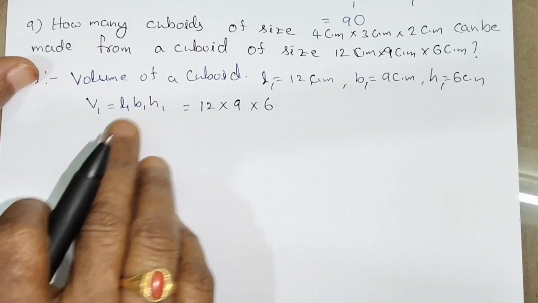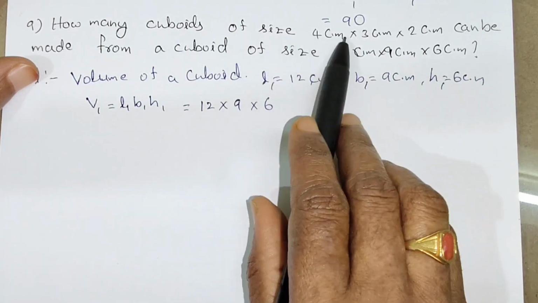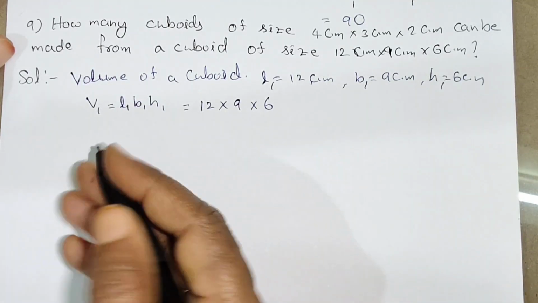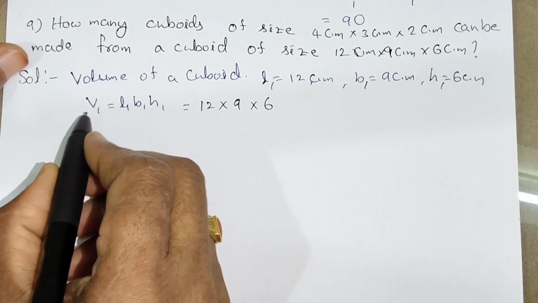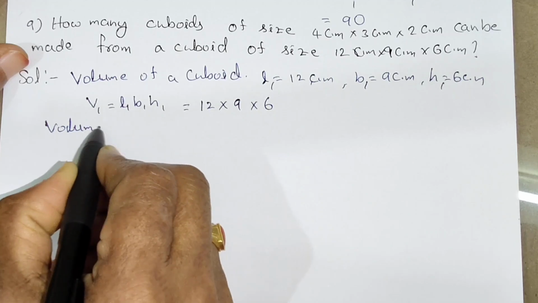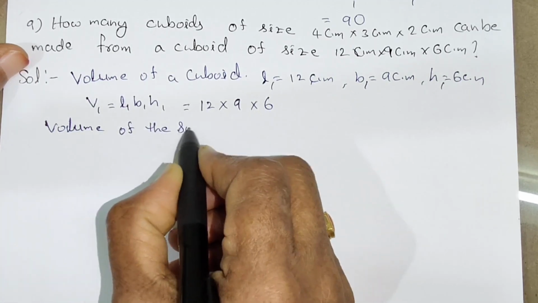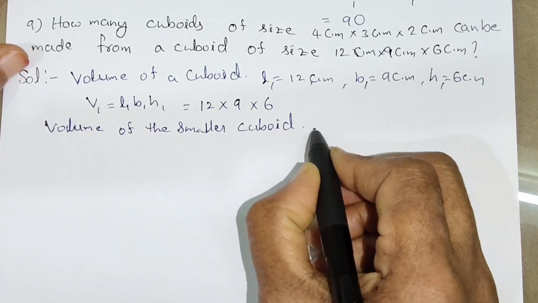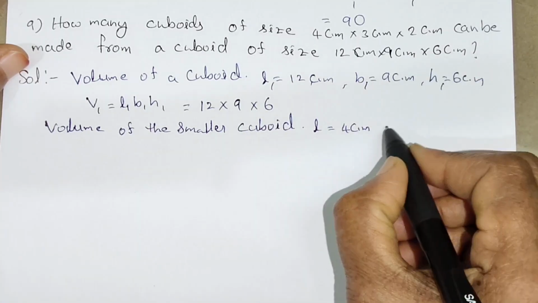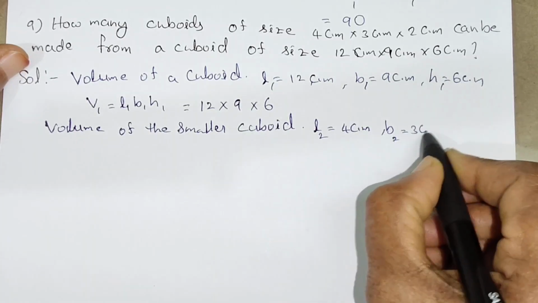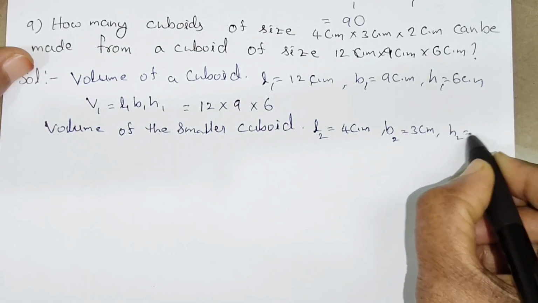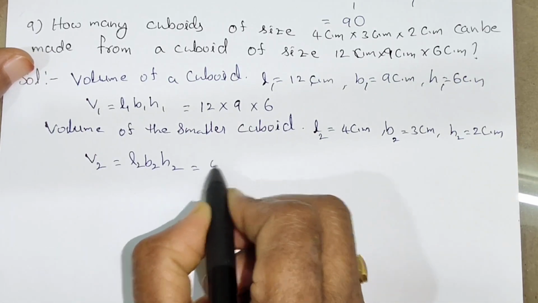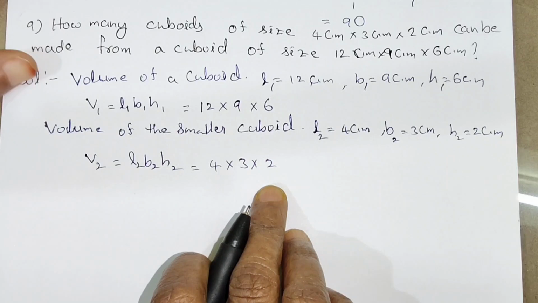Now next we find how many cuboids of the size 4 centimeters, 3 centimeters, 2 centimeters can be made from the cuboid. So here we find the smaller cuboid's volume. The volume of the smaller cuboid: the measurements are L2 equal to 4 centimeters, B2 equal to 3 centimeters and H2 equal to 2 centimeters. So V2 equal to L2 B2 H2, that equals 4 into 3 into 2. This is the V2 value.